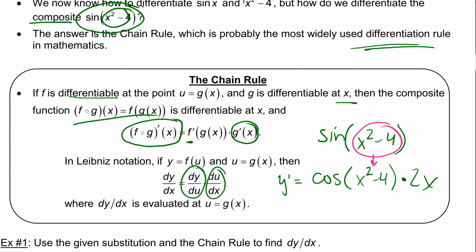So it's not cosine of x times 2x. That's not what it is. It's cosine of whatever, the same stuff inside, times the derivative of what's inside.